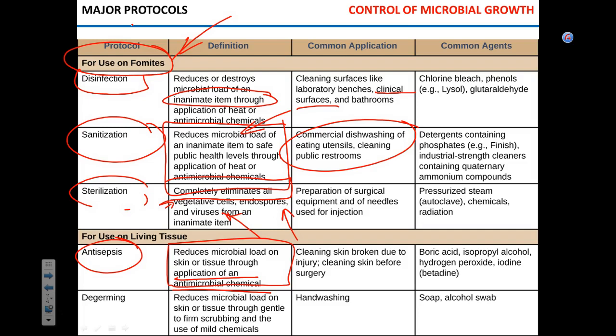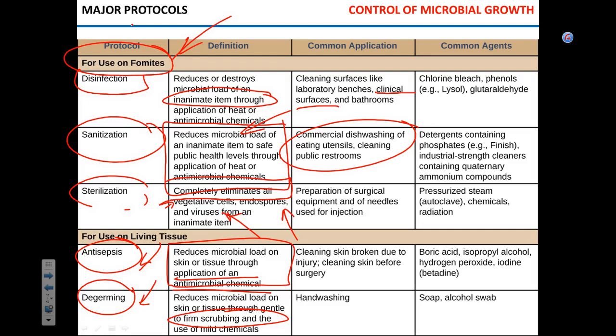Now, in the procedure that is called degerming or degermation, microbes are removed mostly mechanically by scrubbing. So that would be hand washing. Essentially, the surgical scrubbing before the surgical procedure includes both degerming of the surgeon's hands and antiseptic treatment of those same hands. So both chemicals that allow effective hand washing, effective degerming, and chemicals that allow antisepsis are used. Does that make sense?